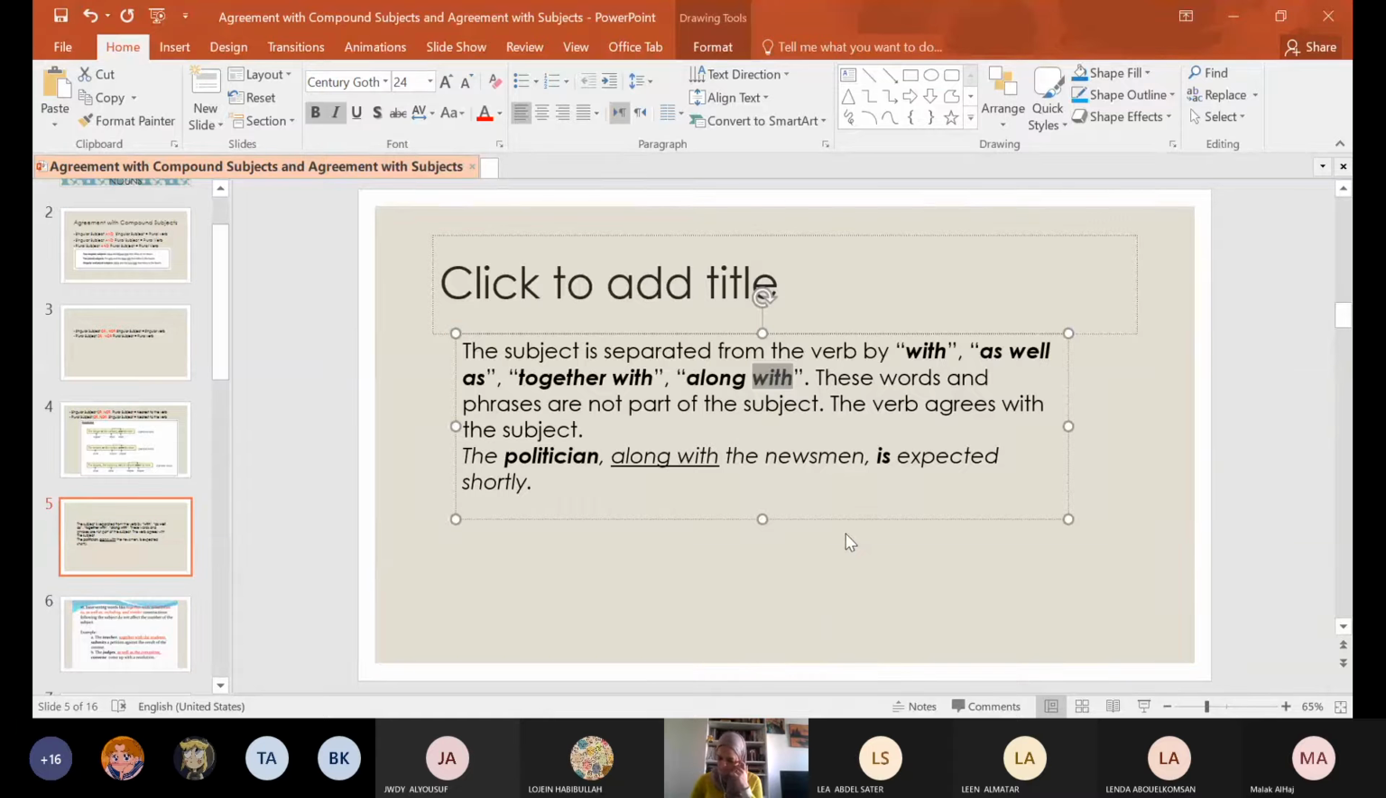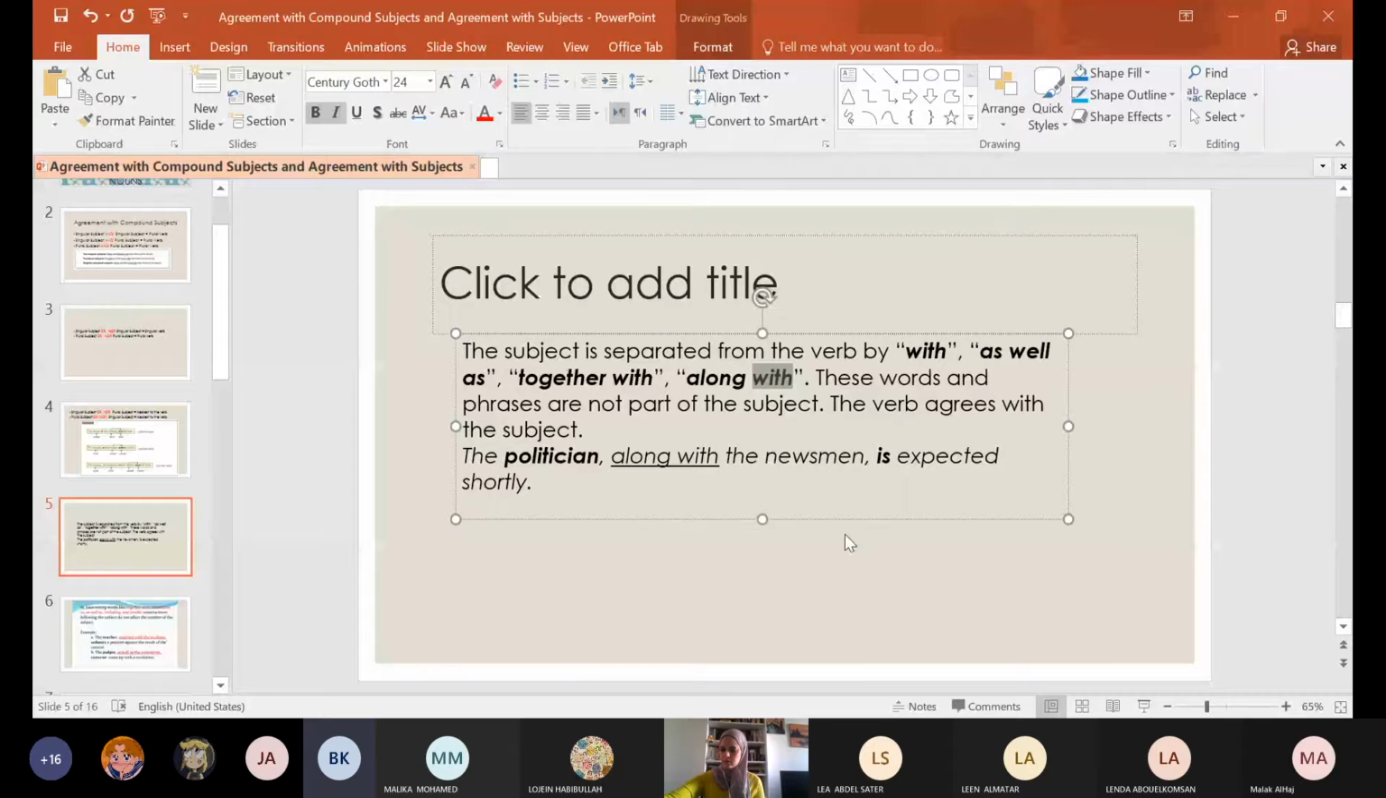Ten. Neither Kansas nor the two Dakotas produce. Where are the subjects first? Kansas and Dakotas. Only Dakotas, don't take two because it's an adjective. So the verb will be what? Produce, excellent.